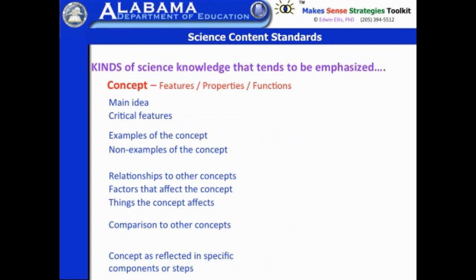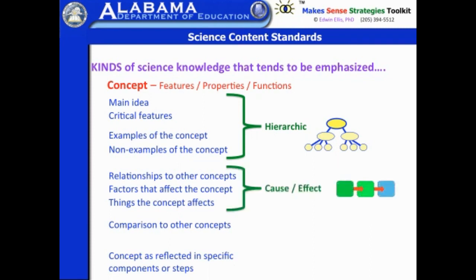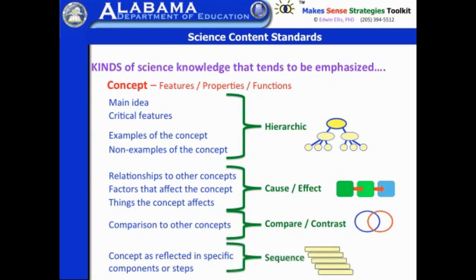So if you take this same dichotomy of information, the first section of the main ideas, features, examples, and non-examples can pretty much be depicted in hierarchical information structures, such as a web. Relationships to other concepts in terms of factors that affect it and what it affects is obviously cause and effect. Comparison is going to be compare and contrast, and a concept reflected in specific components or steps is going to be either a linear sequence or some kind of cycle.